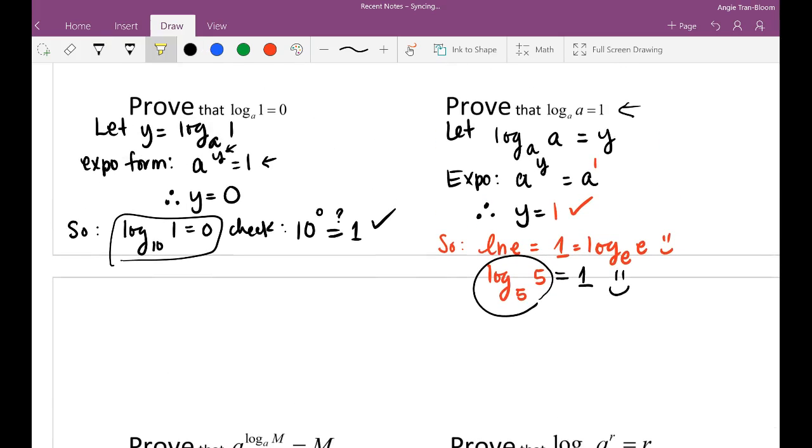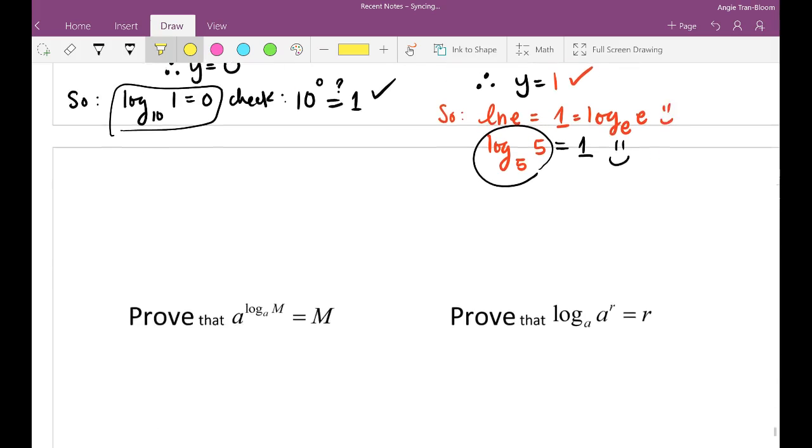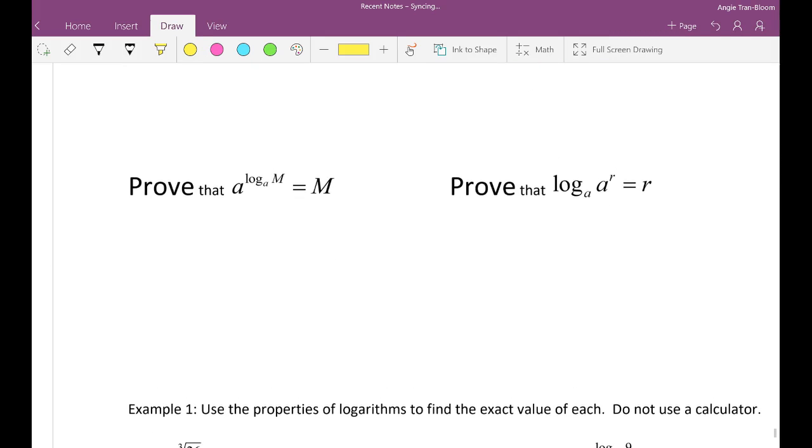So, 2 things so far. Log base a of 1 is always 0. Log base a of a is always 1. How about if I have log base 7 of 7? It's 1. How about if I have log base 9 of 9? It's 1. Okay, 2 more proofs.